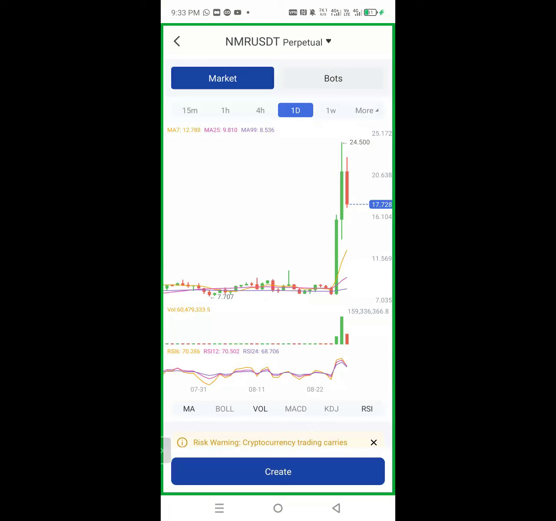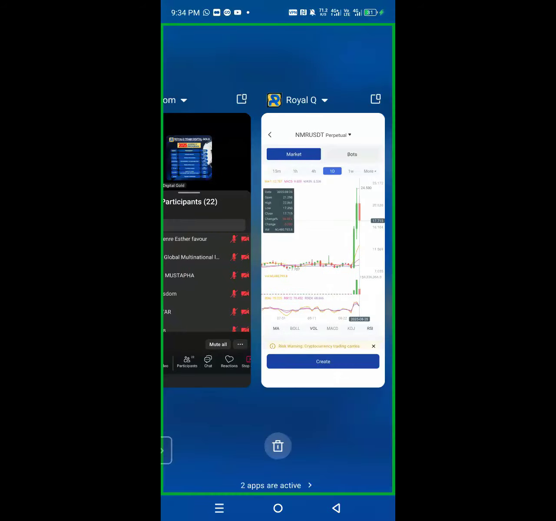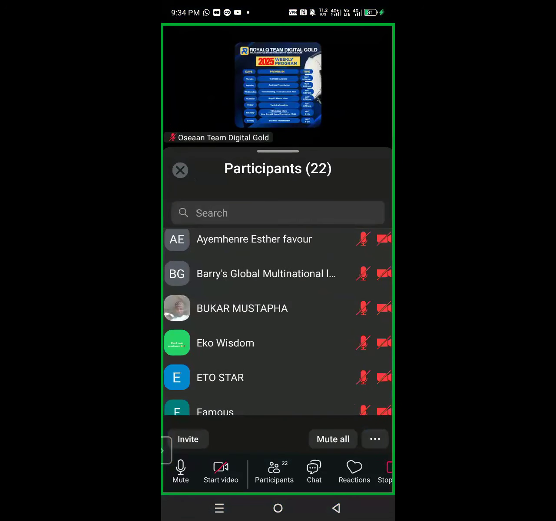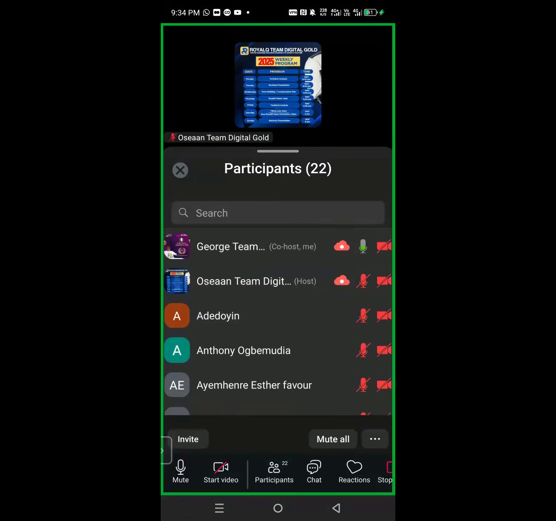You understand? So, using the indicators helps. At least it will help you enter at a good price. So that is it. If we don't have any question, I think we'll be calling it a day.